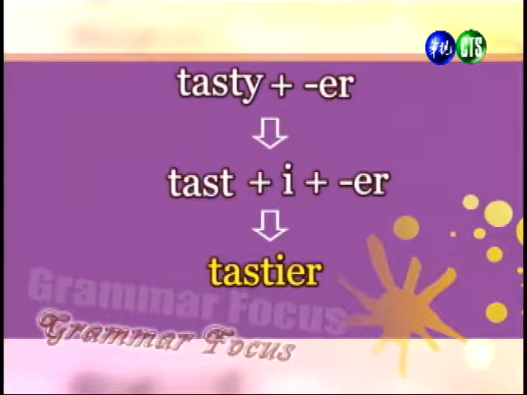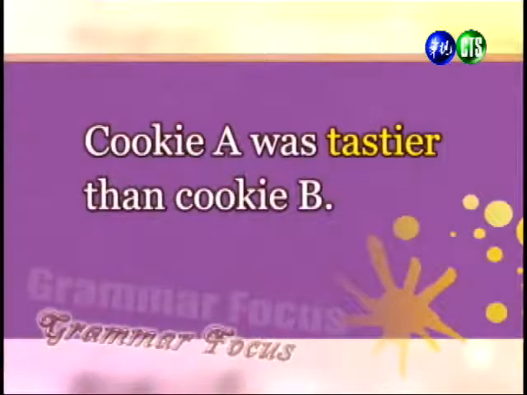And so if we want to use tasty in a simple comparative sentence, we can write a sentence like this one. Cookie A was tastier than cookie B. 好，如果我们想要在这个简单的比较句子中用 tasty 这个字，我们可以写出如以下的这个句子：Cookie A was tastier than cookie B.